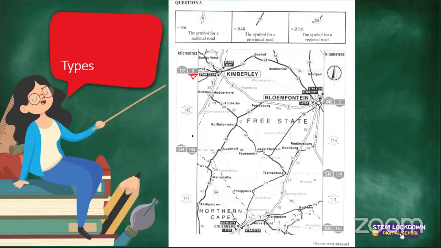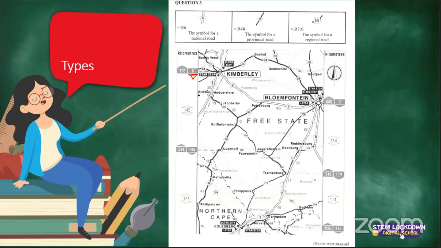And then you can see there's a town called Lukov. Lukov is about 145 kilometers from Kimberley, right? So this distance is 145 kilometers. And you can also see numbers. You can see there's 39.